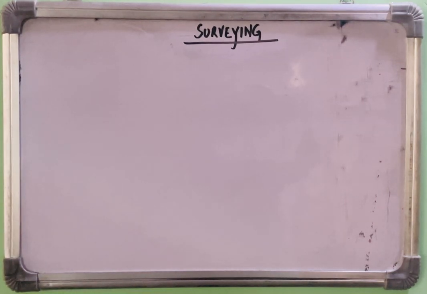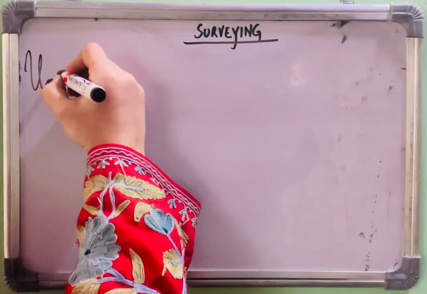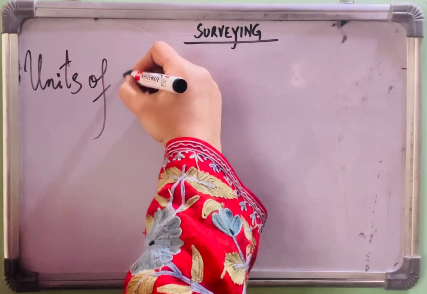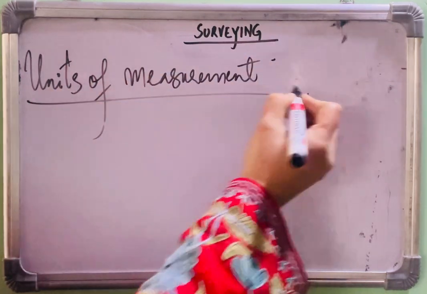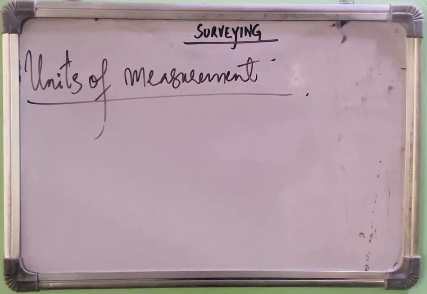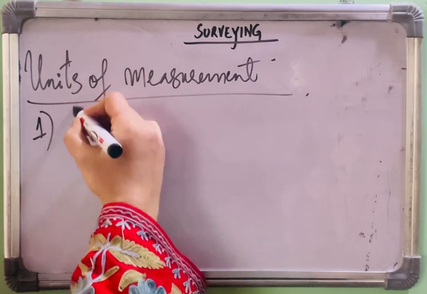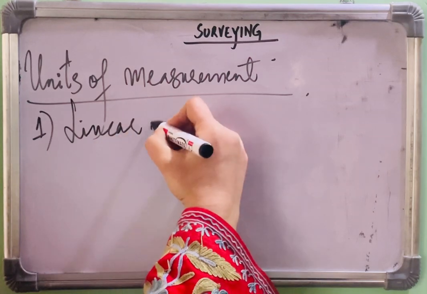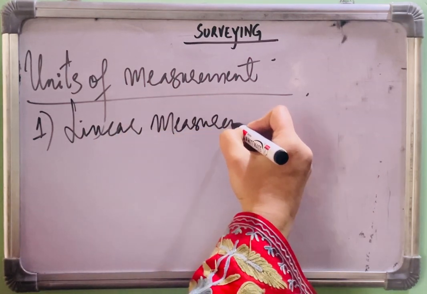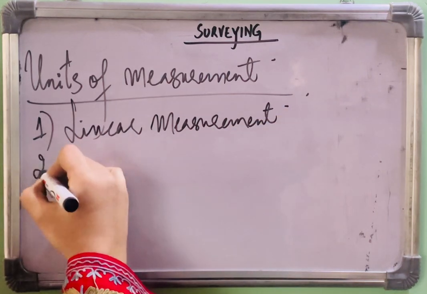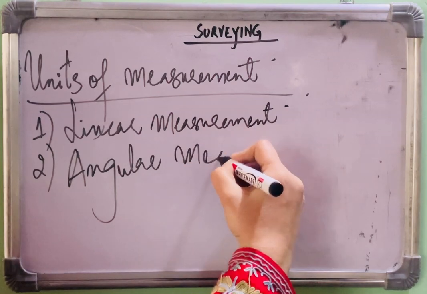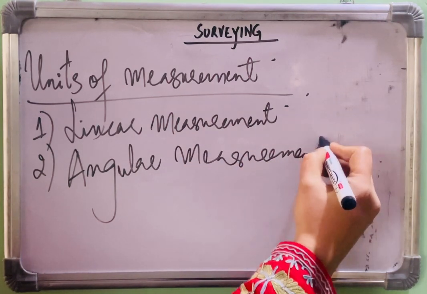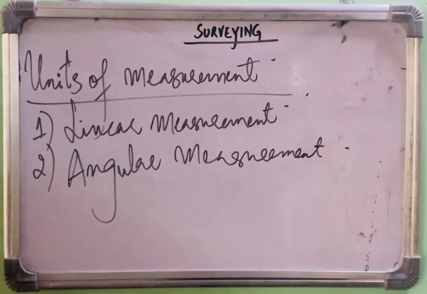Let's move on and study about units of measurements. There are basically two types of measurements taken in surveying. One is the linear measurement, and another is angular measurement. Let's study linear measurement first.